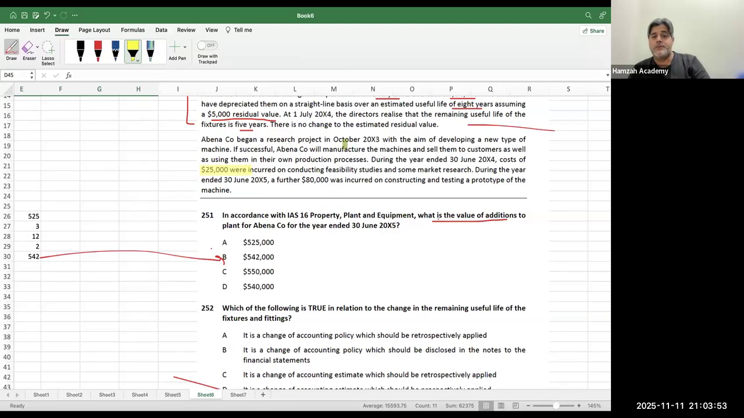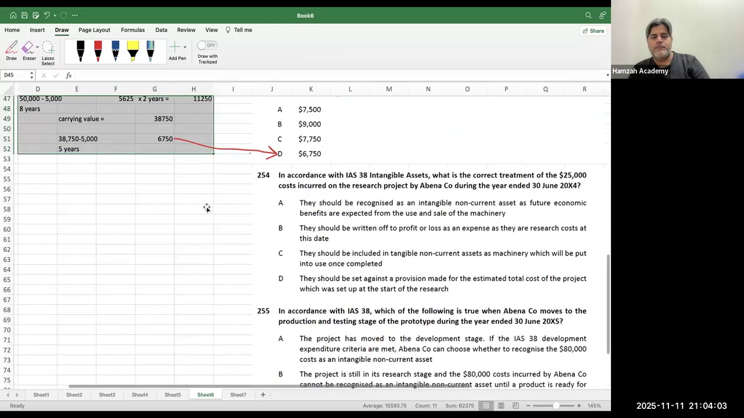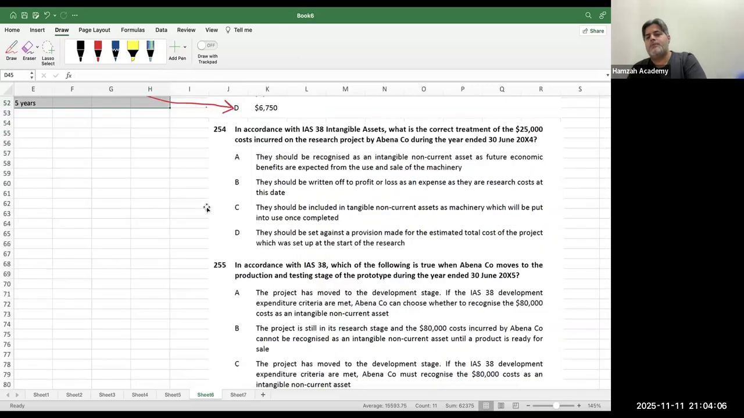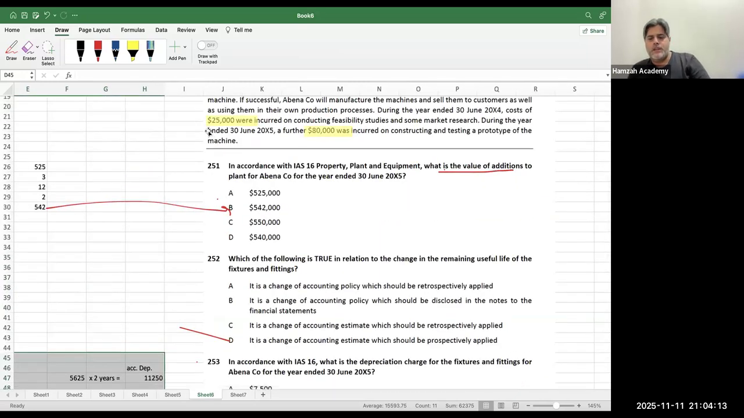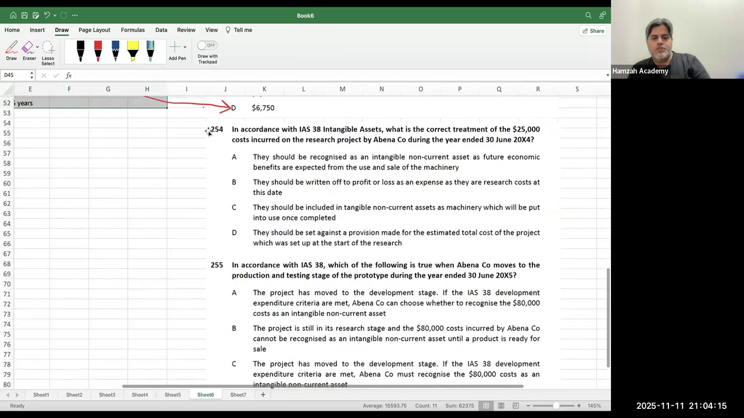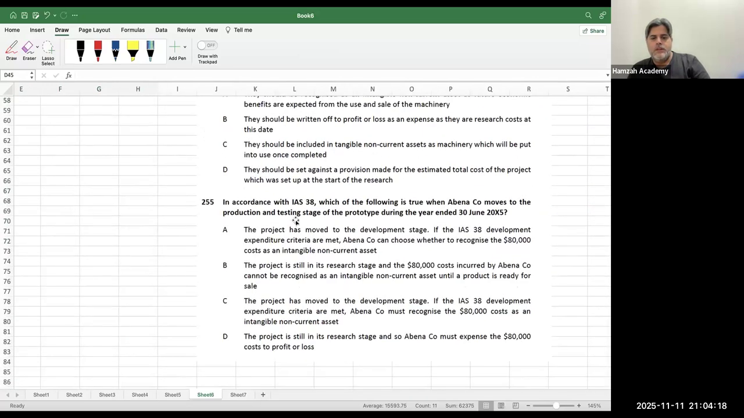Okay. If successful, they will sell to the customer. So this is also going to be expensed out as well. Right? So I'm going to go over here. In accordance with IAS 38, what is the correct treatment for this 25,000, which has been incurred? Has the project moved to the development stage? No, the project is still in the research stage, so the 80,000 cost incurred by the winner company cannot be recognized.